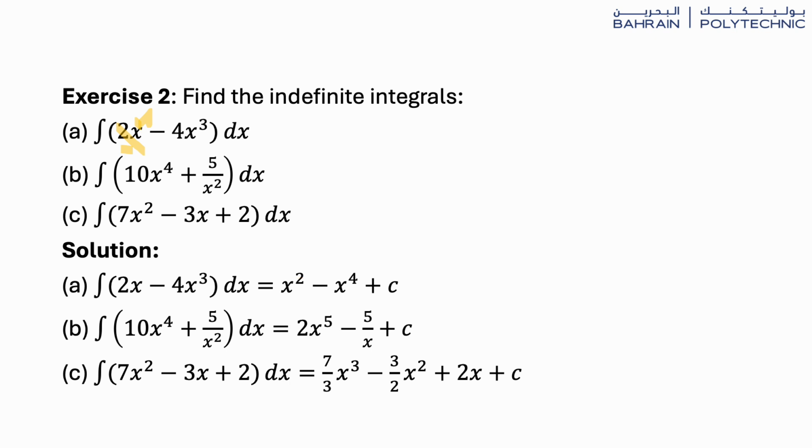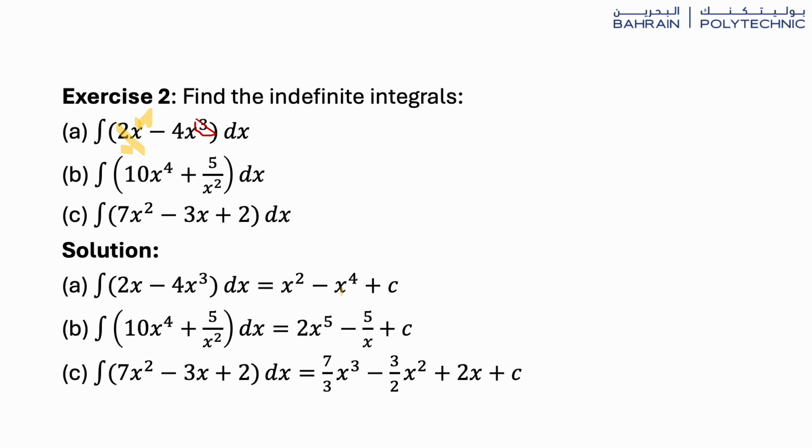For 4x to the power 3, 3 plus 1 will be 4, divided by 4, but the 4 will be cancelled with 4. So we have here the 3 will be 4, and we have to divide over 4. So the 4 will be cancelled with the other 4, which is in front. So we'll remain with only x to the power 4. And we have to add the c in all cases.